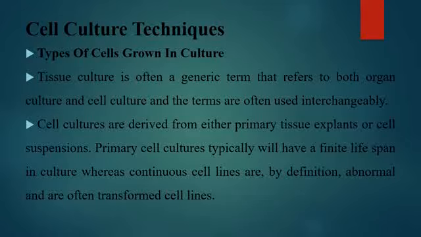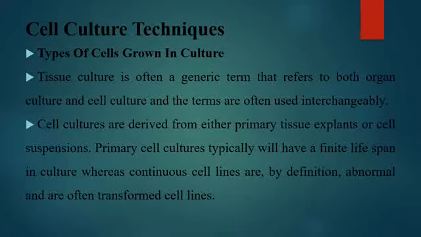When we come to oncology, where there's an abnormal growth of cells, that is also looked at. Now, the term tissue culture is often a generic term which refers both to organ culture and cell culture. So you can be culturing something from the organ or culturing cells or individual cells. Now, cell cultures are derived from either primary tissues or cell suspensions. So you pick directly from the tissue, or there's a solution where the cells are found.